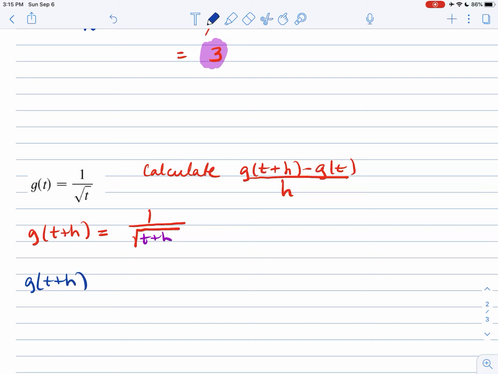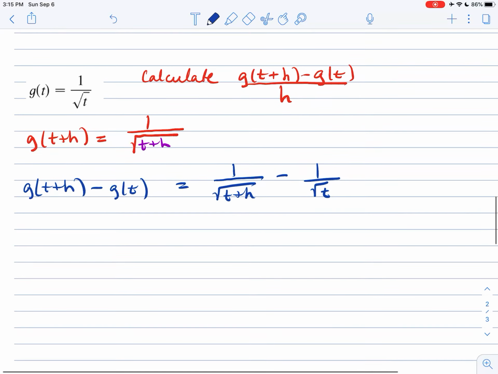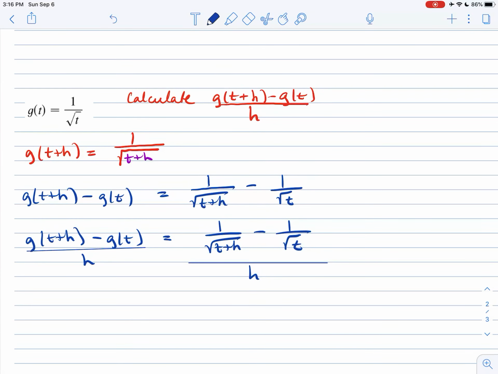And now what is g of t plus h minus g of t? We just have one term each, so we can just write 1 over the square root of t plus h minus 1 over the square root of t. Next up, we want to divide by h on both sides. And we'll have 1 over the square root of t plus h minus 1 over the square root of t, and we are all dividing that by h.